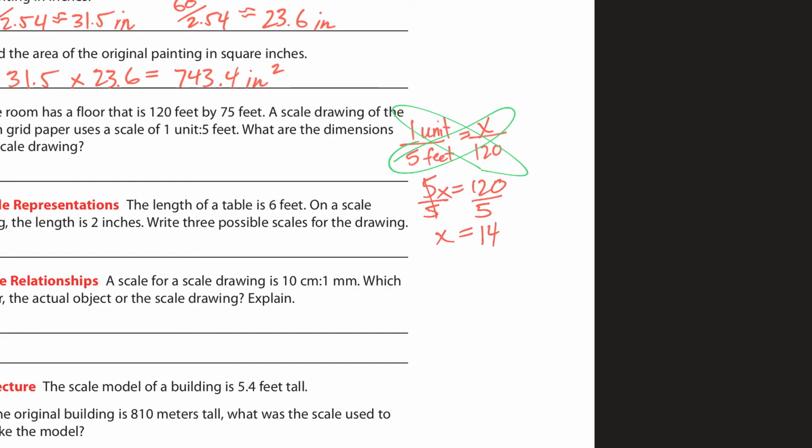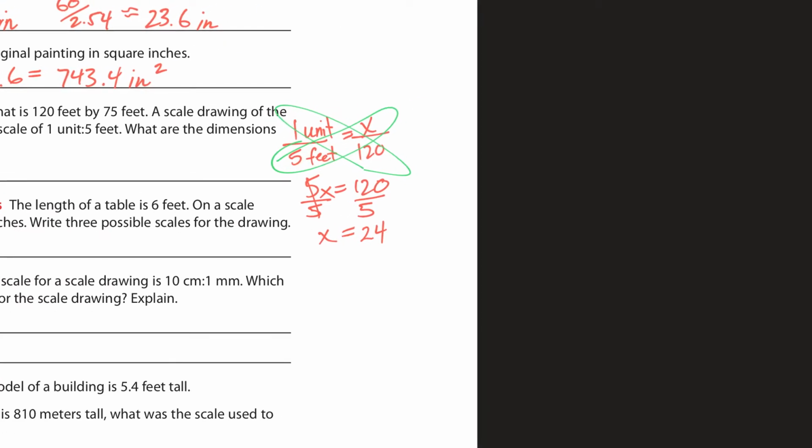Whoops, wait. Just kidding. 5 goes into 12 two times. That's going to be 24. So there's one of the dimensions. And then the other one's going to be, what?